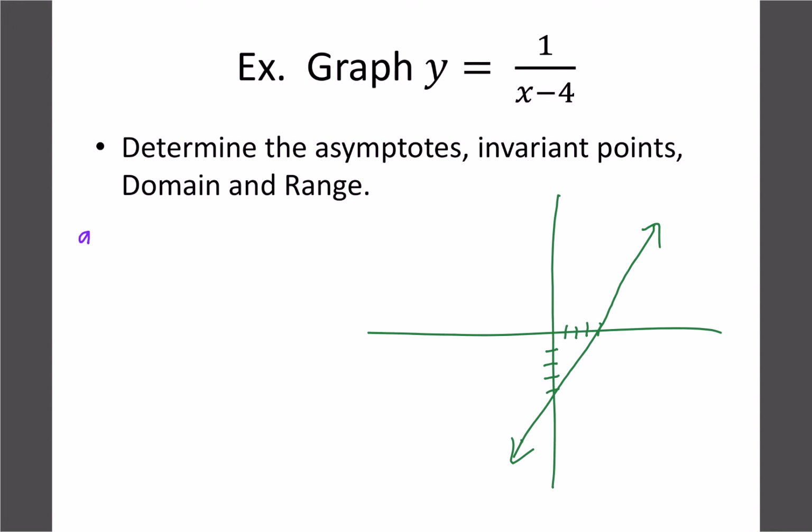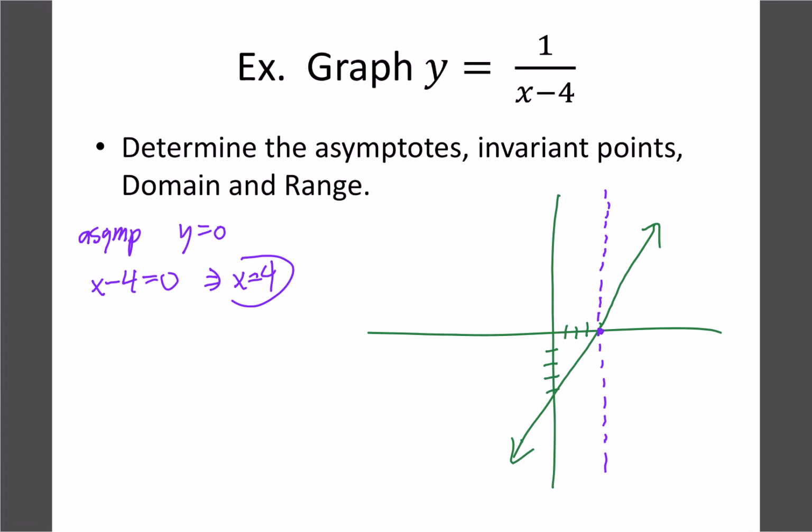So our asymptote, remember, will be when y equals 0. So we just got to look at our equation. When is x minus 4 going to equal 0? Well, that's going to occur when x equals 4. And we know from our graph that it's our x-intercept on the original becomes our asymptote line on the new one. Okay, so there's our asymptote line.